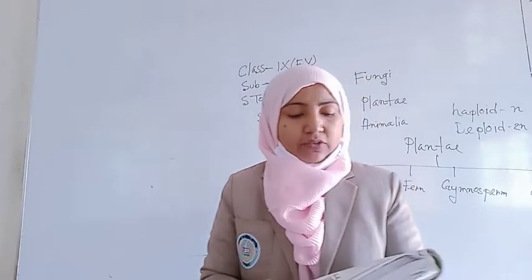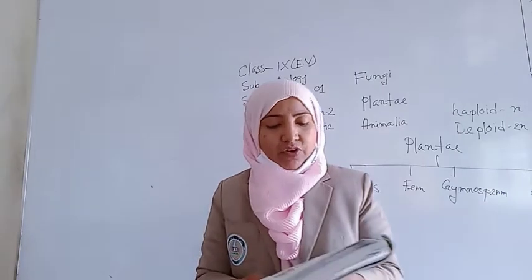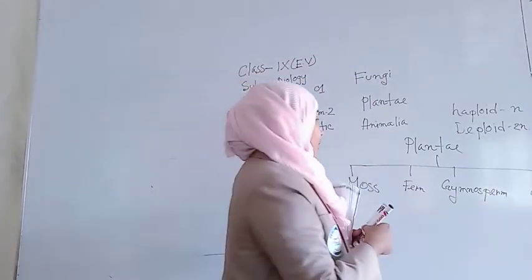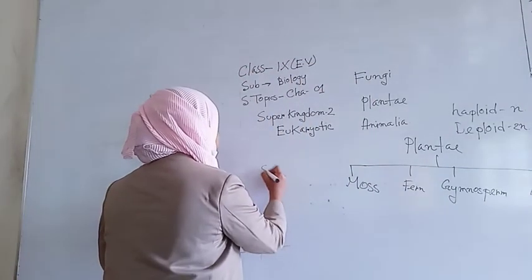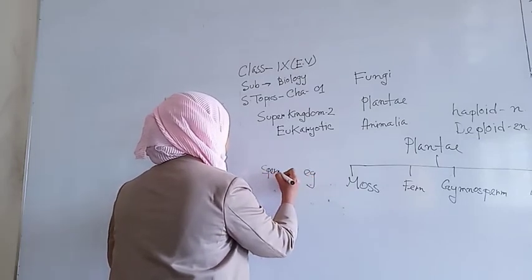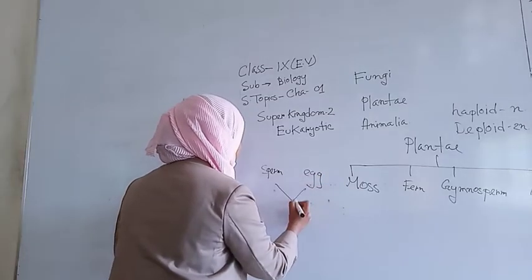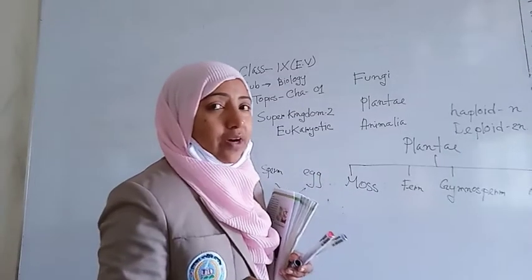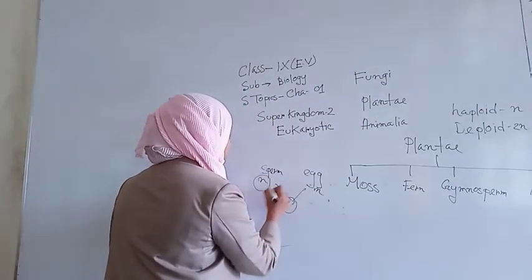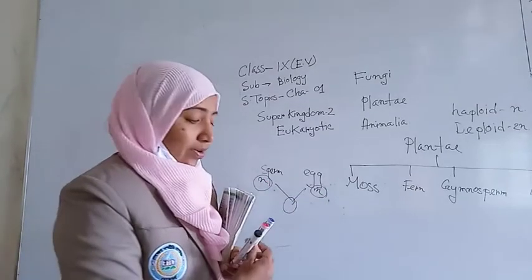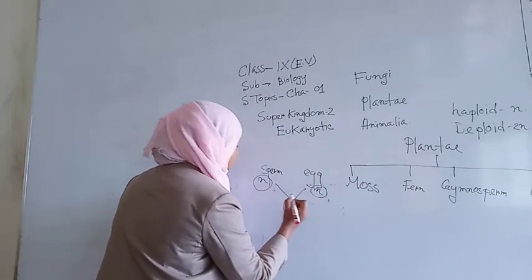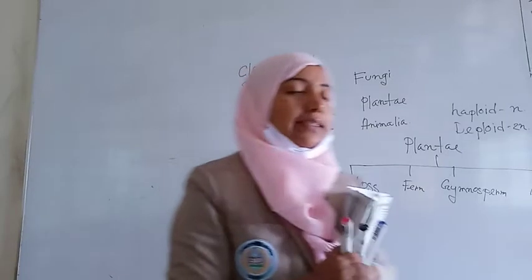They develop embryos, and the diploid stage starts from it. Here are the embryos. The embryo comes from the sperm and the egg. First is the sperm and second is the egg. When they come together, the word is fertilization. Each gamete is haploid, and when the two come together, the word is diploid.